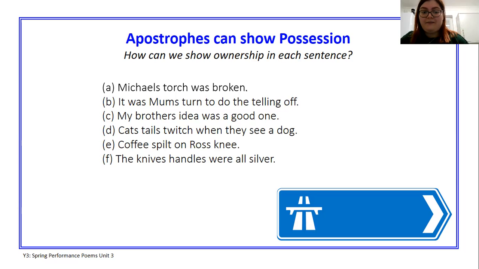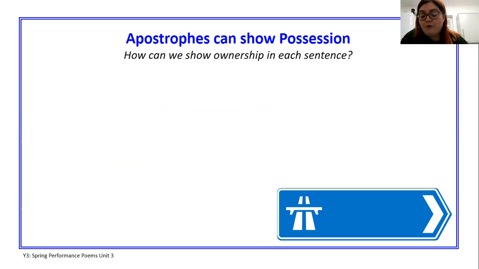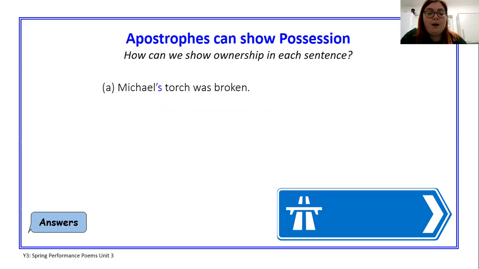Okay, are we ready? So get another colour pencil if you have one, or just use your normal pencil. We're going to tick and fix these sentences, making sure you have your apostrophe in the correct place. So Michael's torch was broken. So we wanted the apostrophe after Michael and just before the S. So apostrophe S. Number 2, it was Mum's turn to do the telling off.